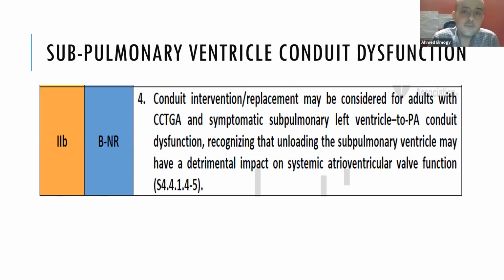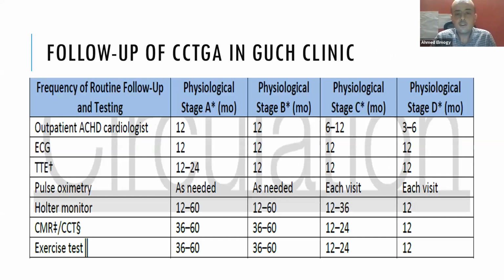The follow-up of CCTGA in the clinic is recommended according to the 2018 Adult Congenital Heart Disease Guidelines. As we see, ECG is mandatory every 12 months, even in physiologic stage A, which is almost asymptomatic patients. Transthoracic echo is recommended yearly. We do Holter monitoring to detect various degrees of heart block because it might be intermittent, especially in transient periods where there is progressive fibrosis.